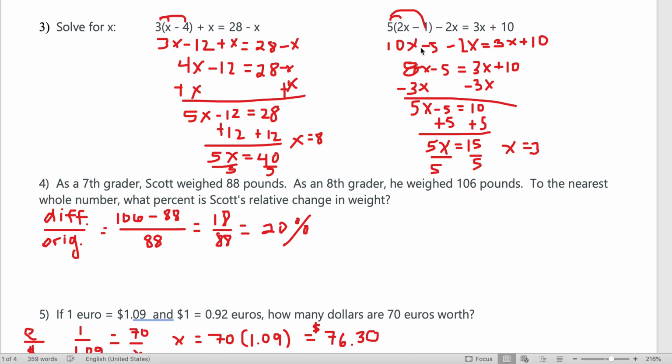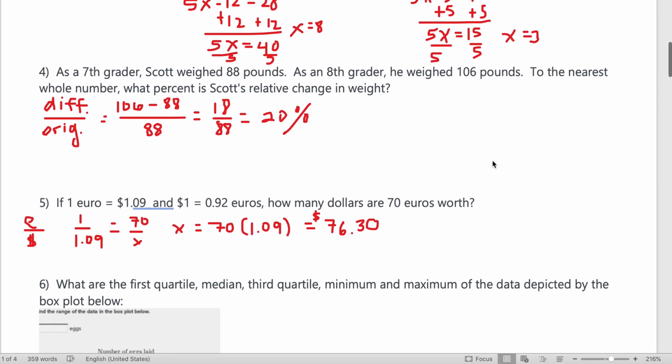Distributing the 5, 10x minus 5 minus 2x is 3x plus 10. Same side, same operation. Let's combine like terms. 10x minus 2x is 8x. That's what I mean by same operation. 10x minus 2x is 8x. Minus 5 is 3x plus 10. But what you'll notice here is that now the x's are on opposite sides. So I do the opposite operation. When I say opposite sides, I mean of the equal sign. So minus 3x from both sides. 5x minus 5 is 10. Adding 5 to both sides, 5x is 15. Dividing by 5, x is 3.